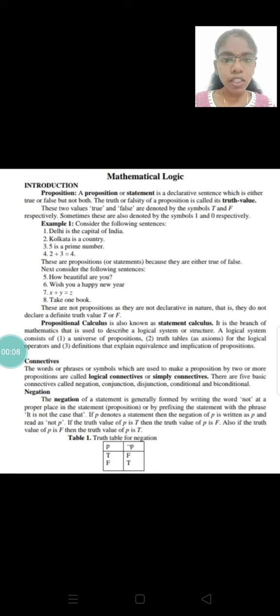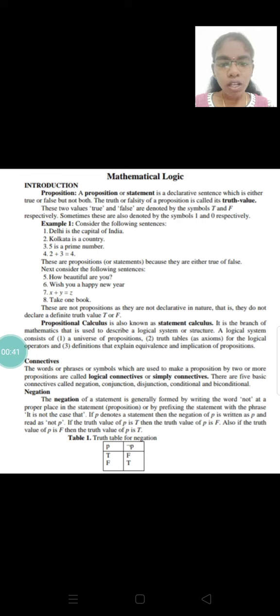Today my Mathematical Foundation of Computer Science topic is mathematical logic and truth tables. Introduction to mathematical logic. Proposition: a proposition or statement is a declarative sentence which is either true or false but not both. The truth or falsity of a proposition is called its truth value. The two values true and false are denoted by the symbols T and F respectively. Sometimes these are also denoted by the symbols 1 and 0 respectively.